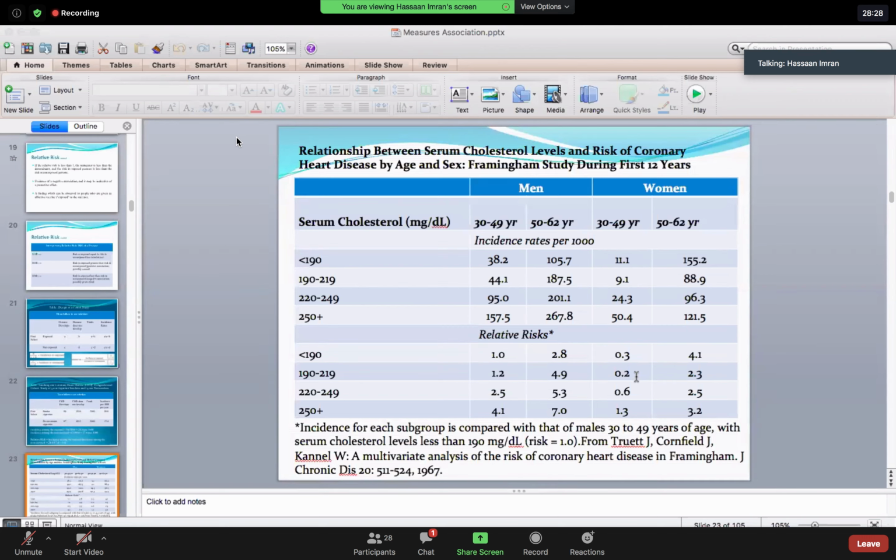But see, we were protected till here. Even at this much cholesterol, even if we have cholesterol greater than 250, there is still only a slight risk for us. But we tend to have high risk as we cross that line, cross that menopause. Okay, so that is the reason.